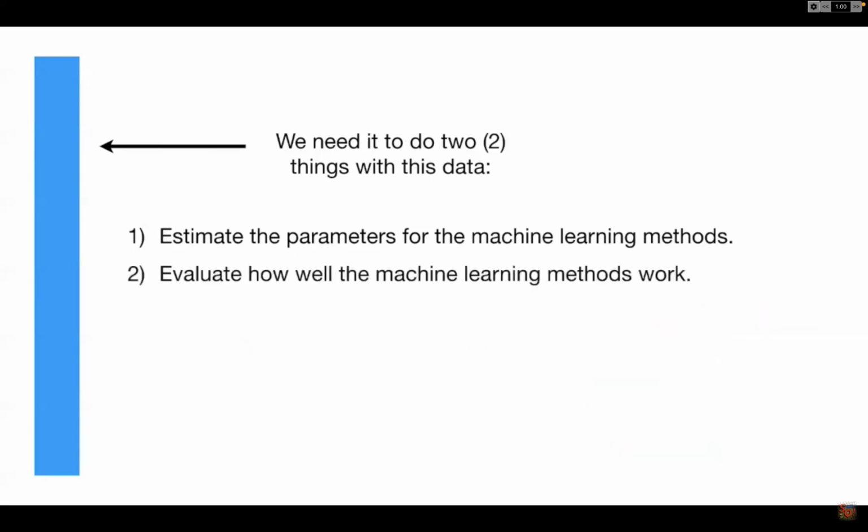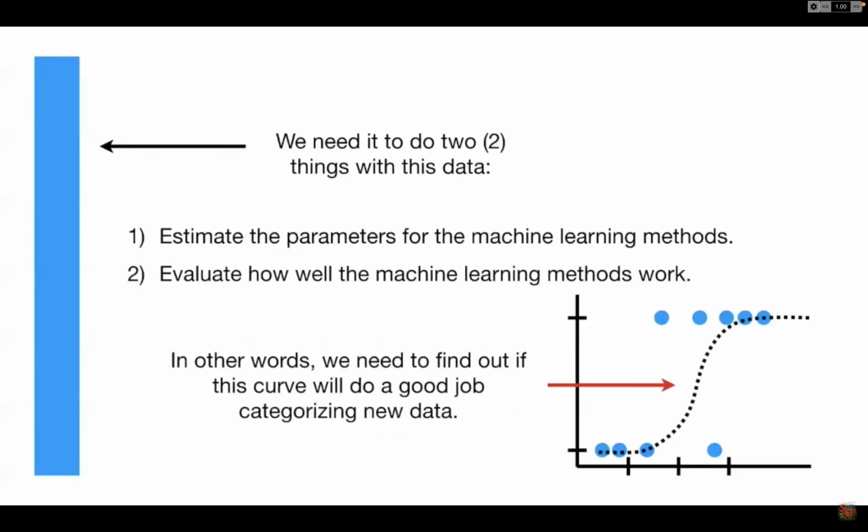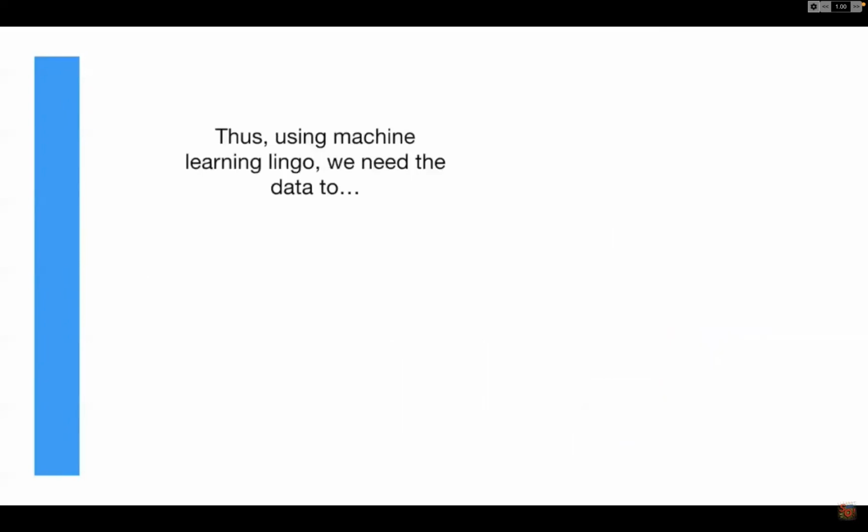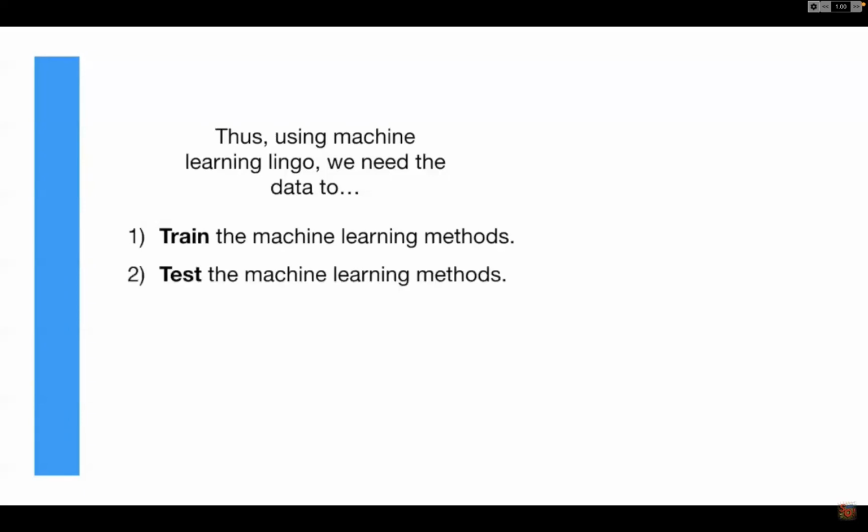The second thing we need to do with this data is evaluate how well the machine learning methods work. In other words, we need to find out if this curve will do a good job categorizing new data. In machine learning lingo, evaluating a method is called testing the algorithm. Thus, using machine learning lingo, we need the data to 1. Train the machine learning methods, and 2. Test the machine learning methods.